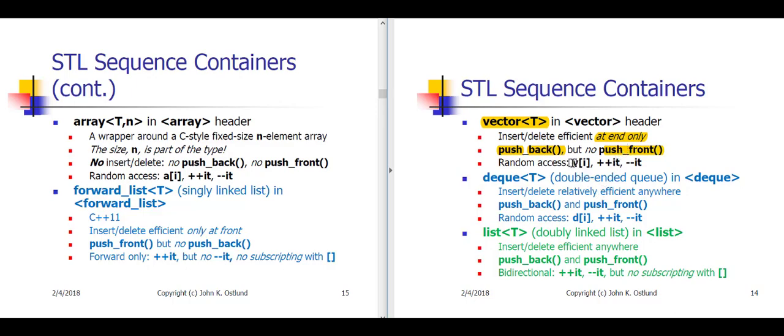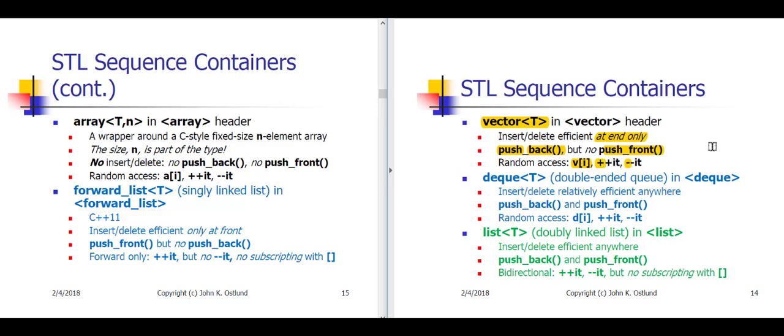Vectors offer convenient random access. That is, you can use the square bracket notation to subscript any element within the vector object. You can also traverse back and forth using iterators with plus plus to go forward or minus minus to go backward.